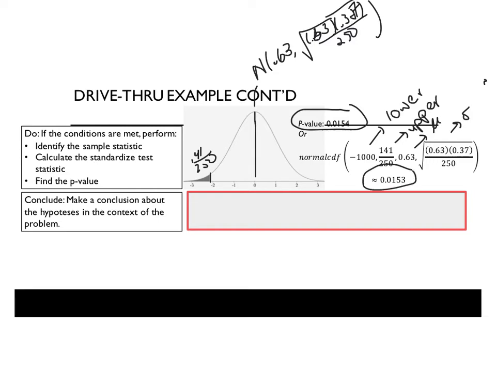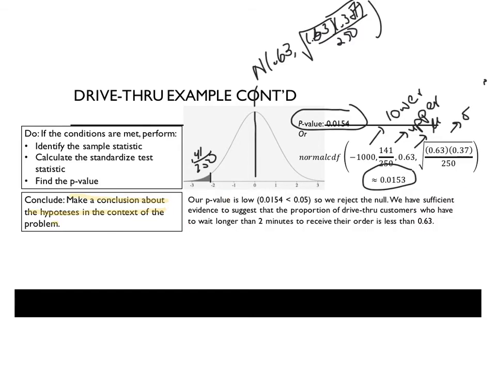The last step for us to do is our conclude statement. This is where we're going to make a conclusion about the hypotheses in context. Now remember, you can look at the poster in the front of the room for sentence frames if you need them. Since our p-value is low, meaning 0.0154 is less than 0.05, we reject our null. We have sufficient evidence to suggest that the proportion of drive-through customers who have to wait longer than 2 minutes to receive their order is less than 0.63.